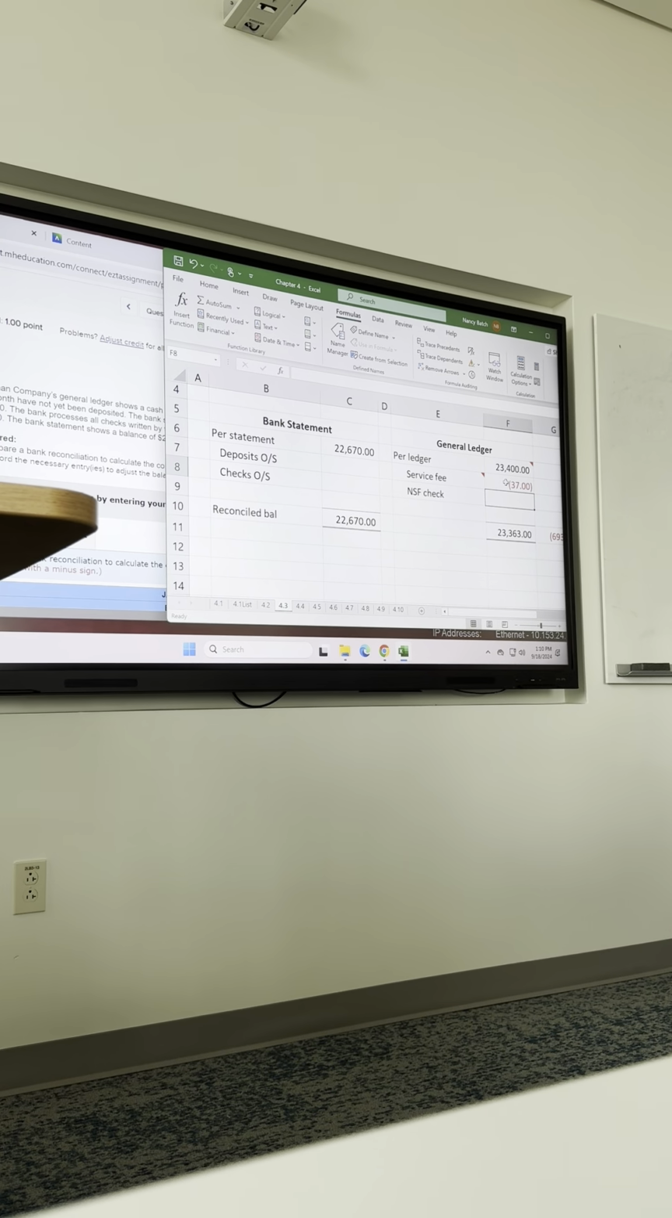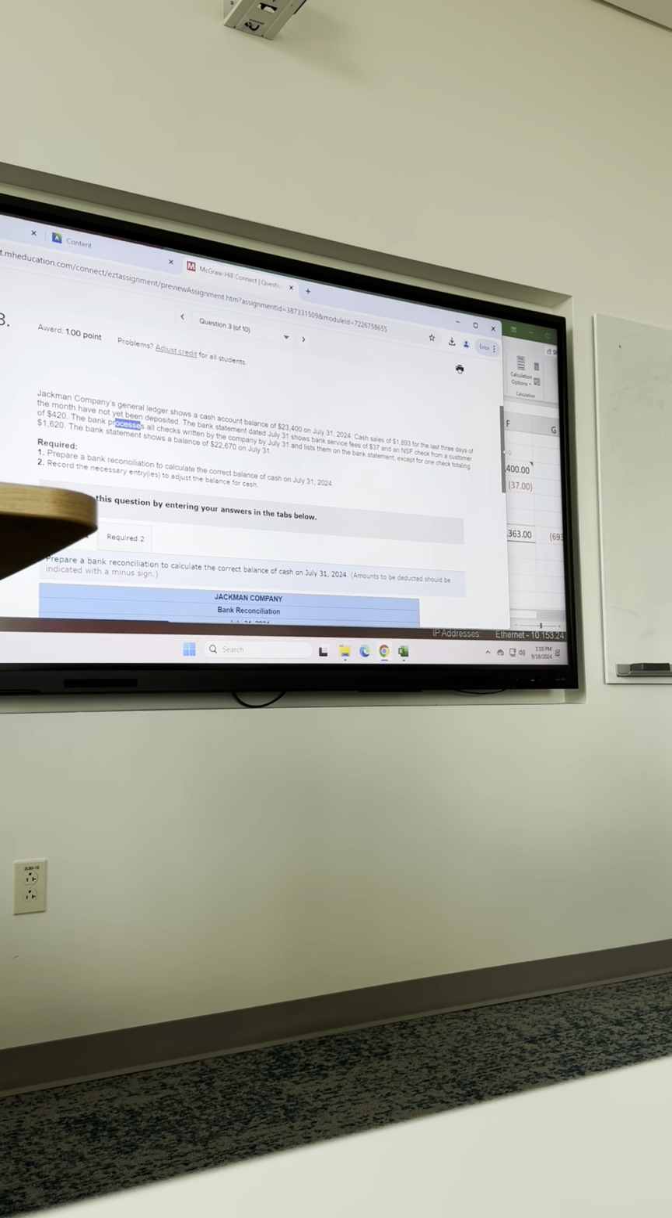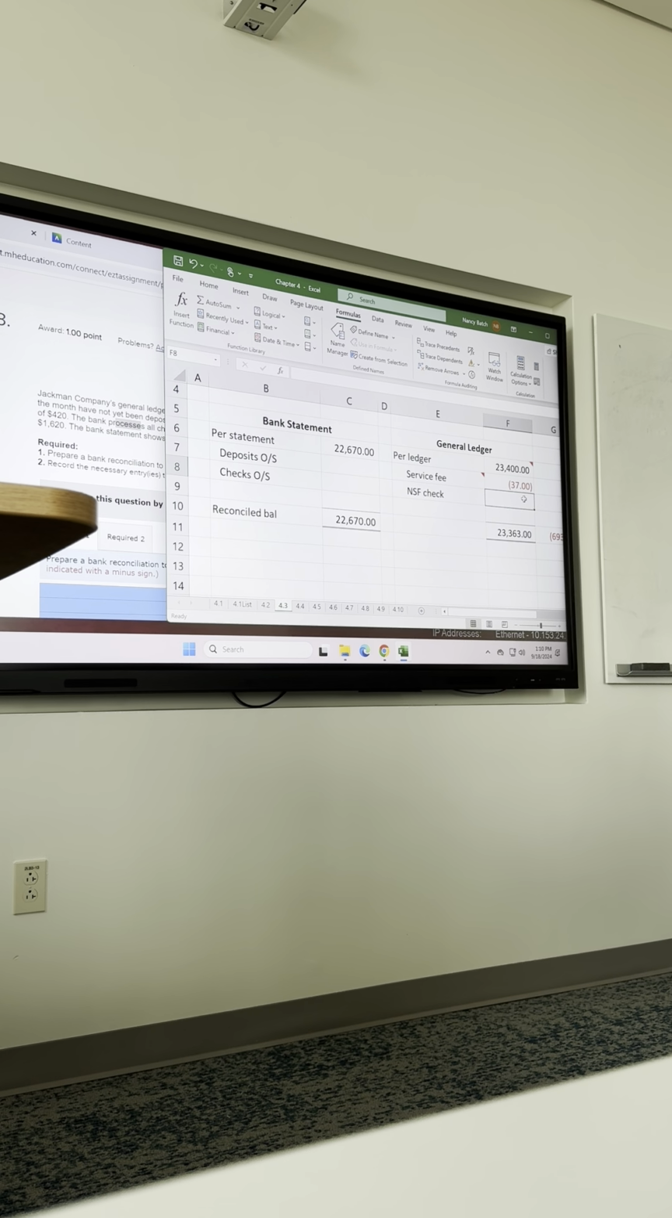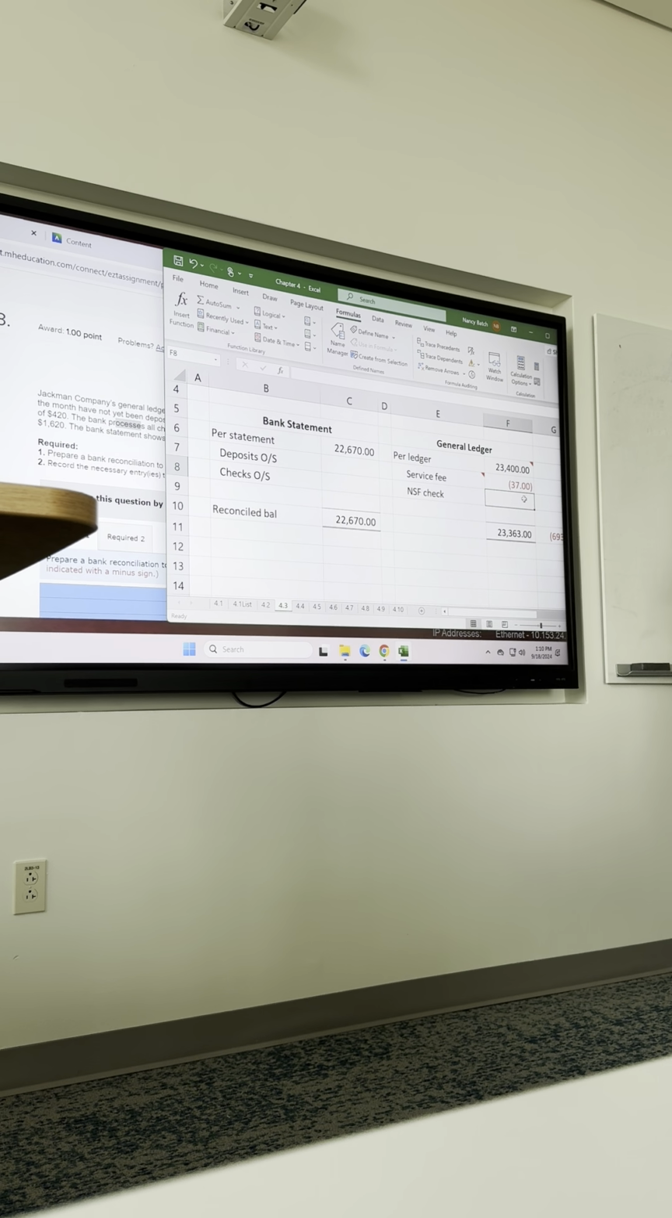But also what you're missing here is something called an NSF check. What does that mean? NSF check from a customer of $420. Okay, so NSF, not sufficient funds. It's a bounced check. A customer gave you a check, they didn't have the funds to cover the amount written on the check, and it was returned unpaid. Now, what do I do with that? How would I have recorded that in the first place? Based on what you know now about cash entries, what would you write down?